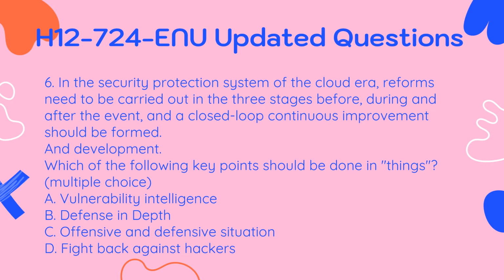7. In the security protection system of the cloud era, reforms need to be carried out in the 3 stages before, during and after the event, and a closed-loop continuous improvement and development should be formed. Which of the following key points should be done in things? Multiple choice. A. Vulnerability intelligence. B. Defense in depth. C. Offensive and defensive situation. D. Fight back against hackers.